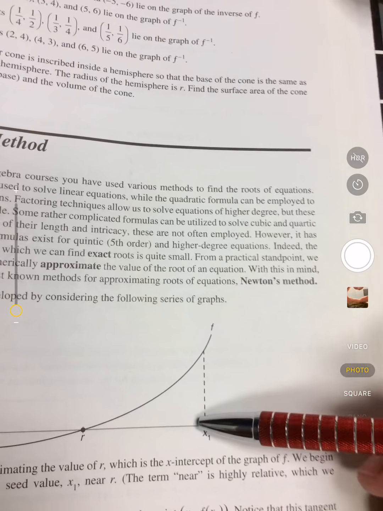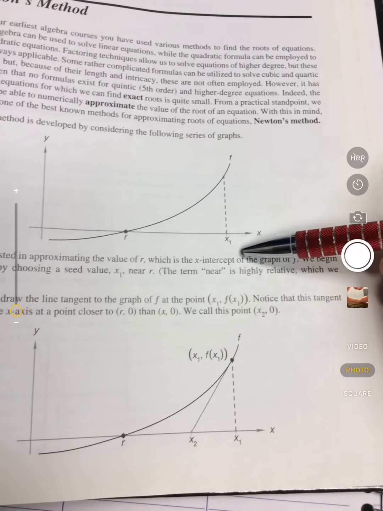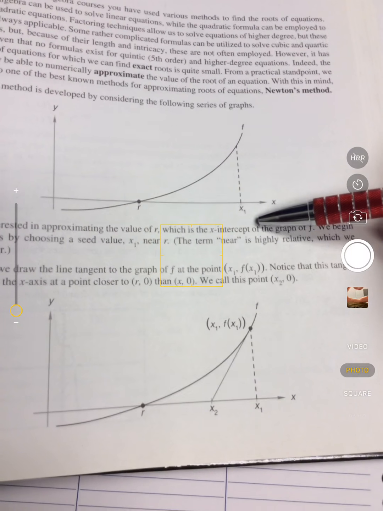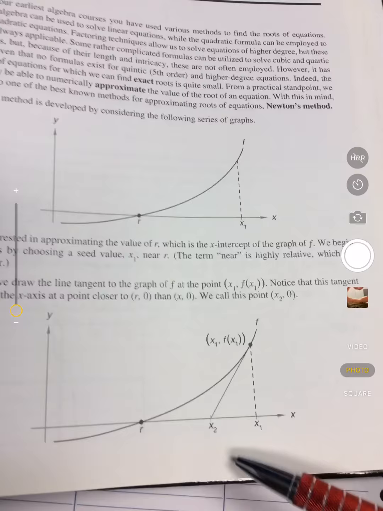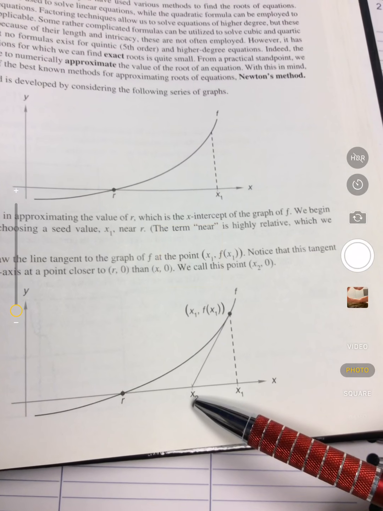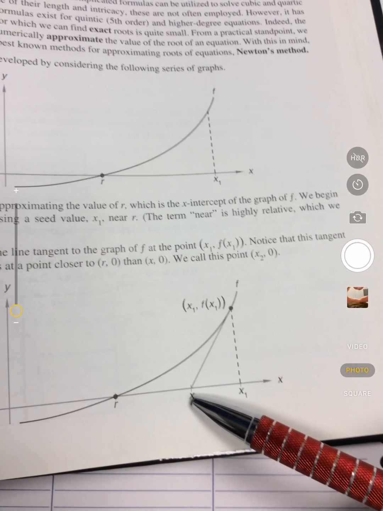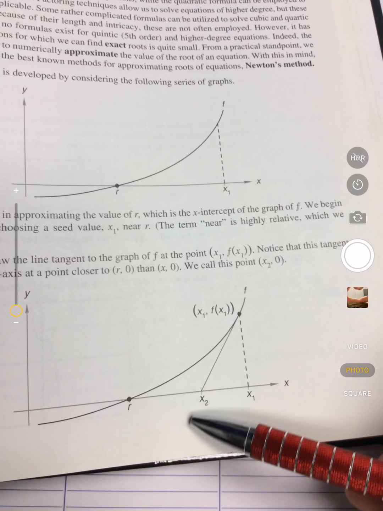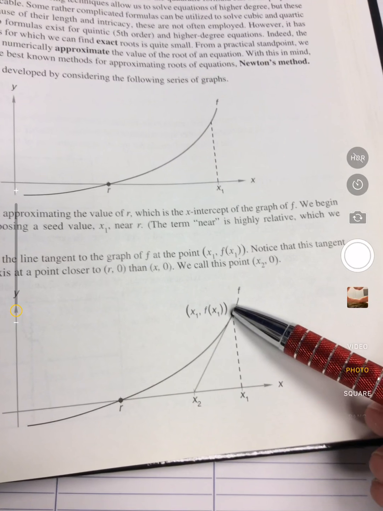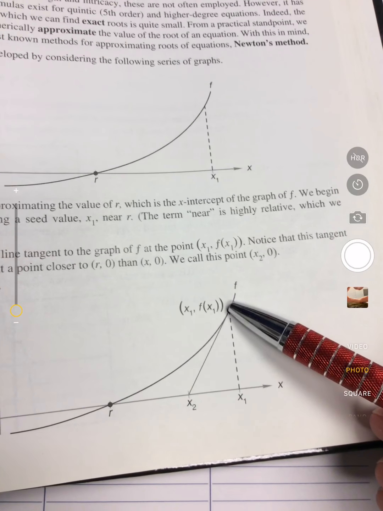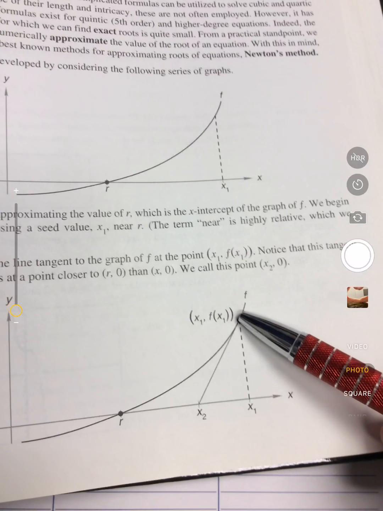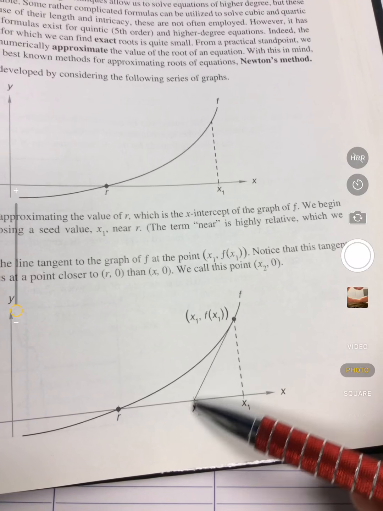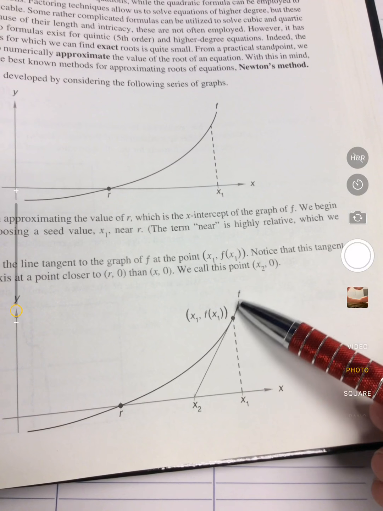So that's obviously not the correct value. If you come down here, and we select another x value right here, x2, it's a little bit closer to R. And what we see is that here's the line that's drawn between the point x1 and f of x sub 1 that we just randomly select on the curve somewhere. And we can use the derivative to find the slope of this tangent line.